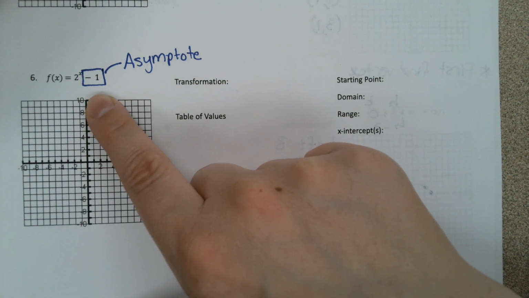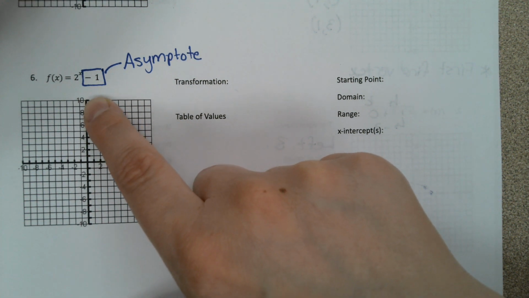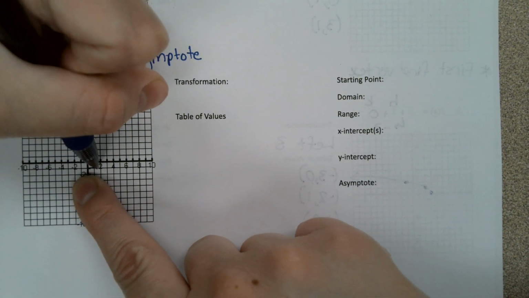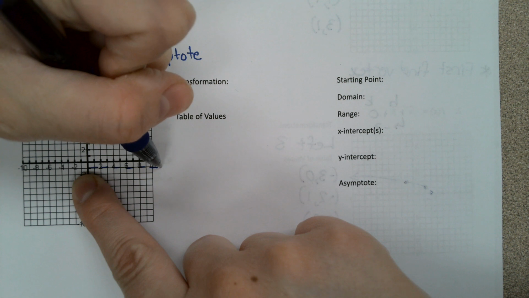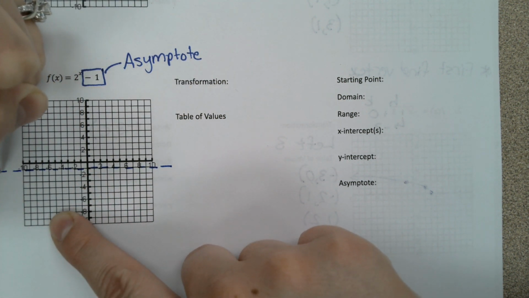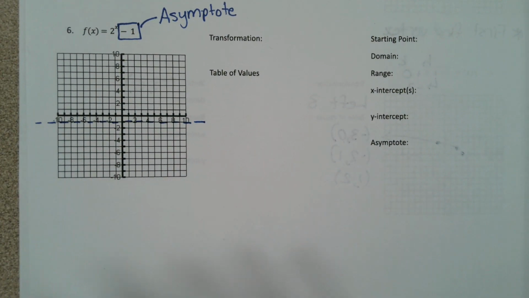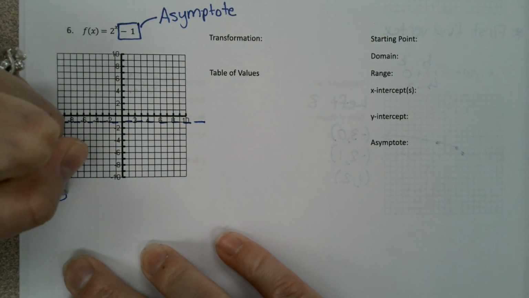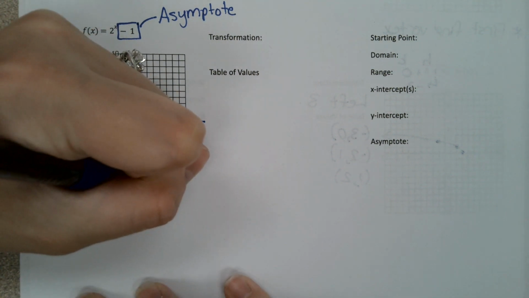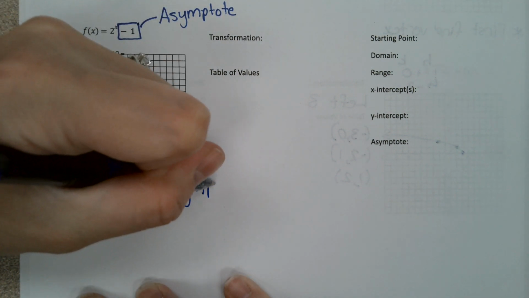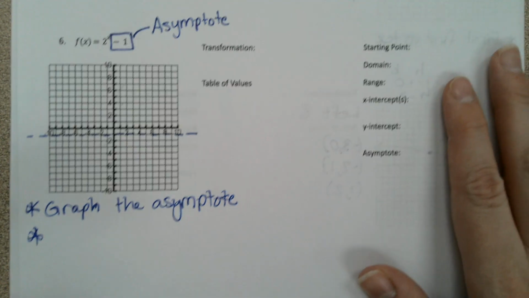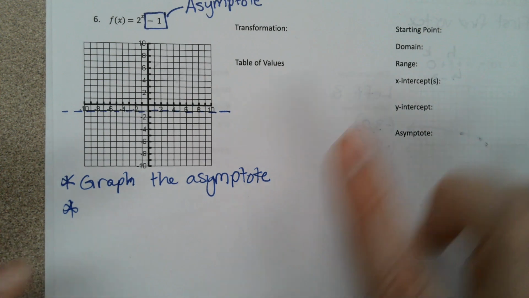And this works very much like the y-intercept. Go to this number on the y-axis, but we're not going to put a point here. We're going to put a dashed line through it. So first we graph the asymptote. And then notice we don't have a vertex here, it's a starting point.